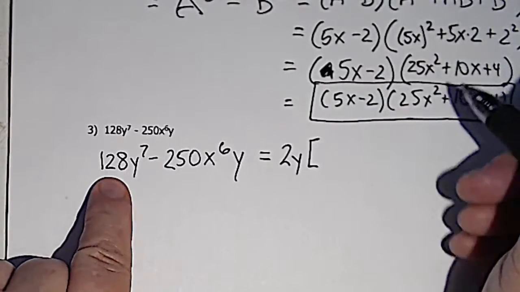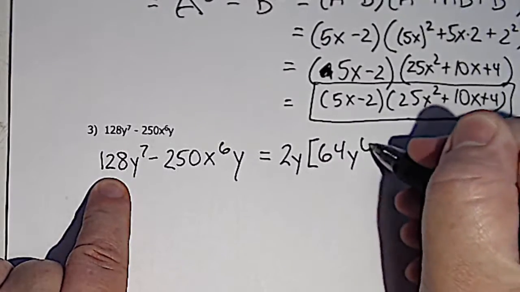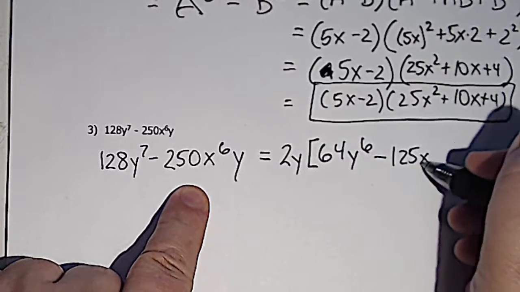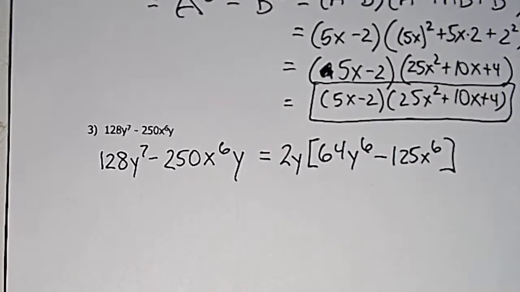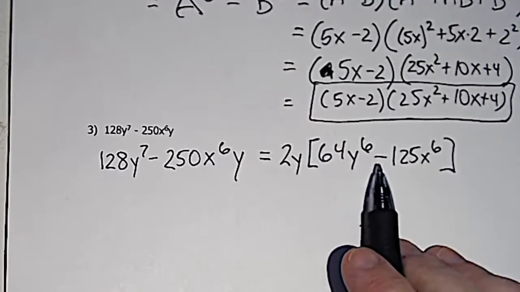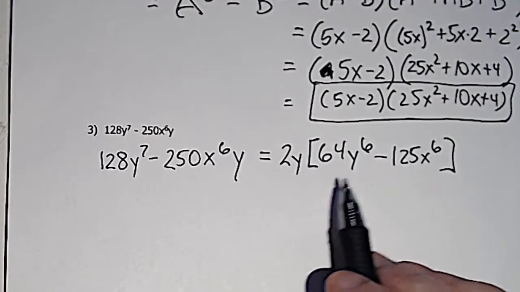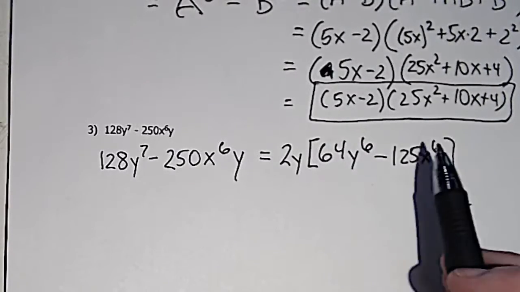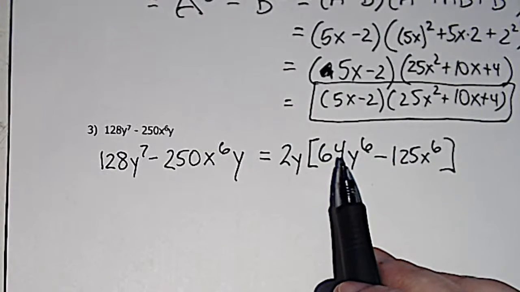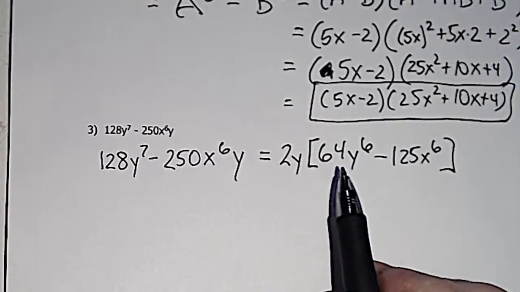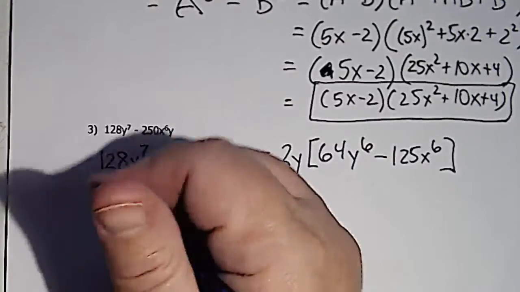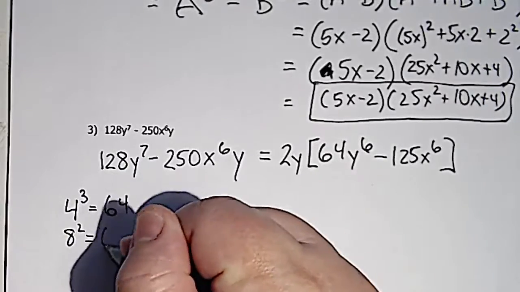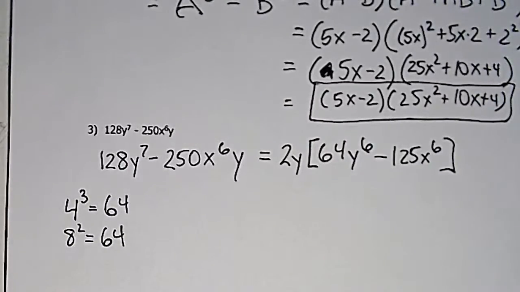And then in this one, I get 64y to the 6th. And in this one, I get minus 125x to the 6th. Now, here's the thing. It's a difference, so it could be squares or it could be cubes. You've got to decide which is going to work better. 64 happens to be both a square and a cube, believe it or not. 4 cubed is 64. 8 squared is 64. So a 64 can be a cube or a square.